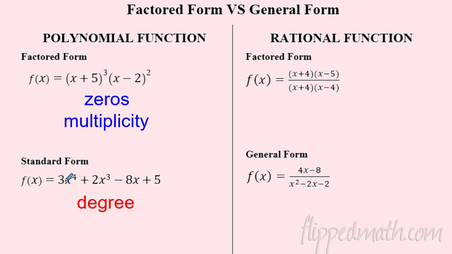Standard form is really good to see the degree of the polynomial. There it is, fourth degree up front. It's also good for finding the y-intercept right there at 5. So it's pros and cons to each of them. Awesome. How about over here in rational land?